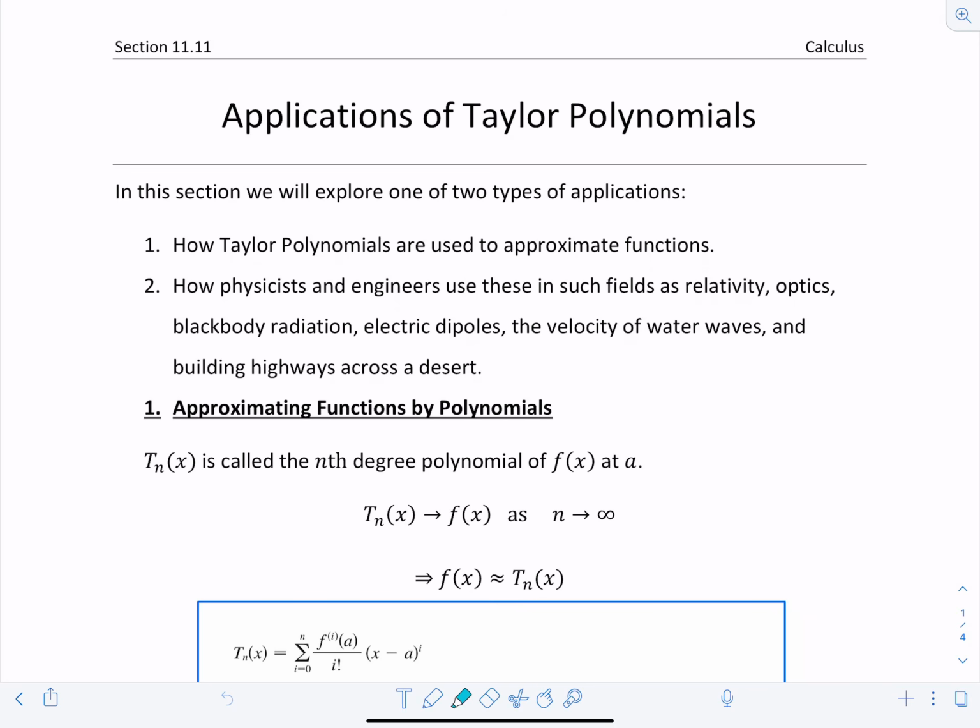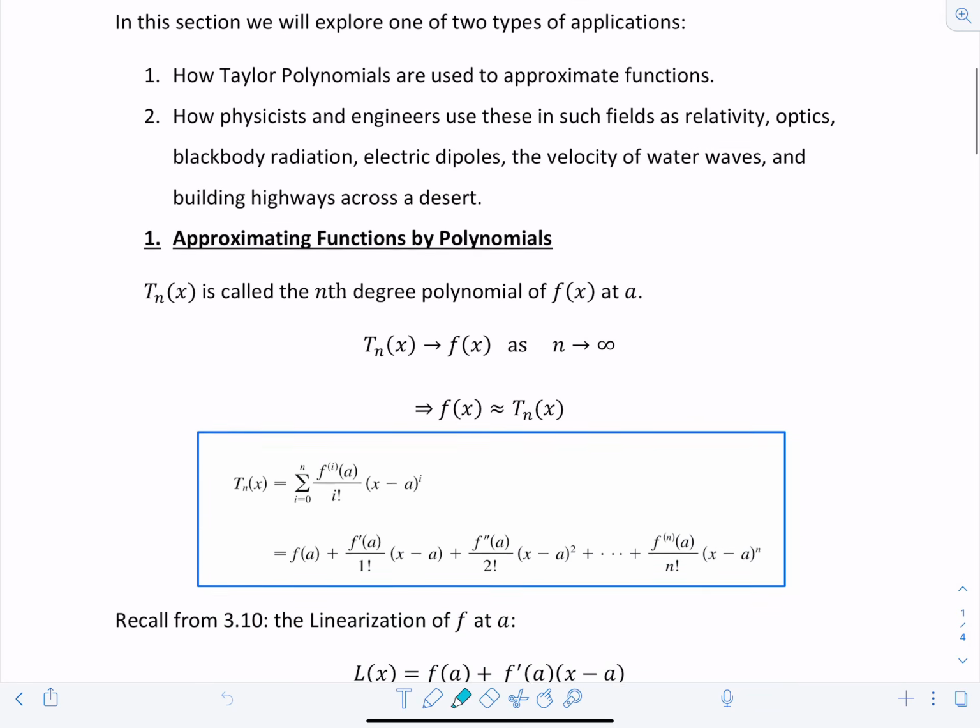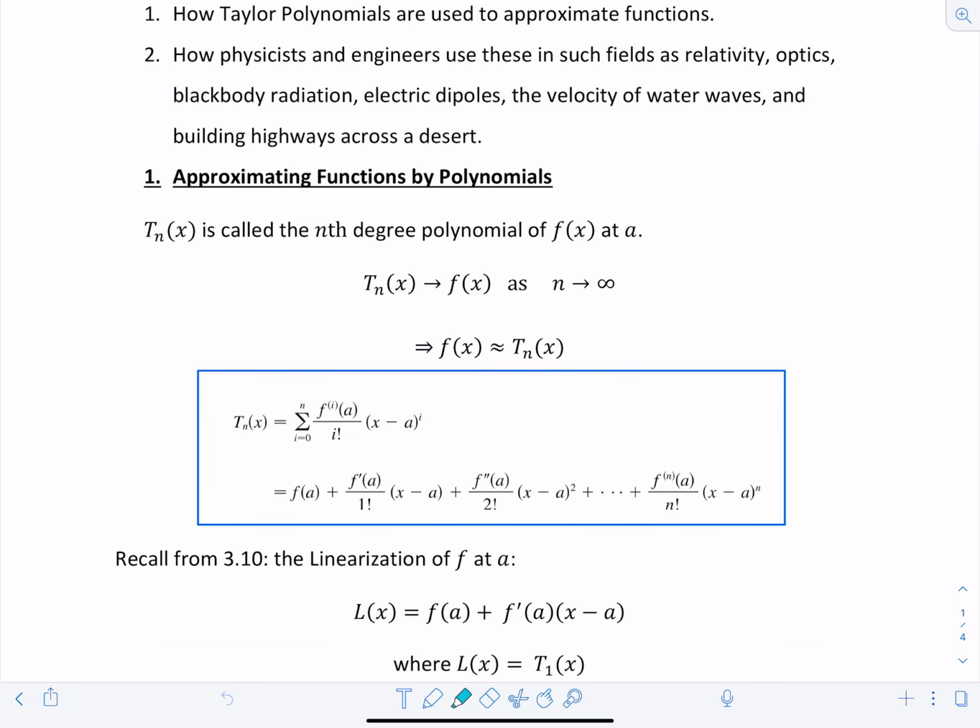function. Another application is how physicists and engineers use Taylor polynomials in fields such as relativity, optics, blackbody radiation, electric dipoles, the velocity of water waves, and building highways across a desert. Those examples we won't delve into in this video, but they are very interesting to consider. What we're going to be focusing on is approximating functions by polynomials.